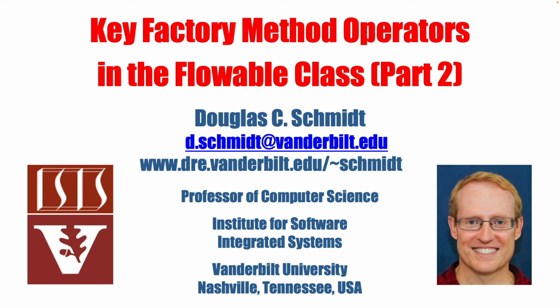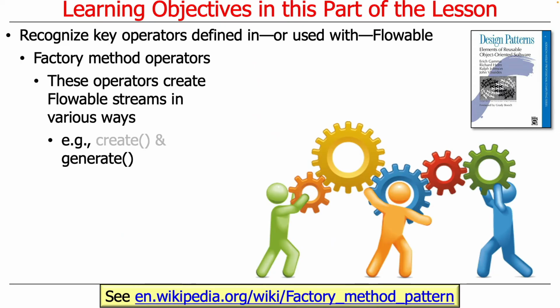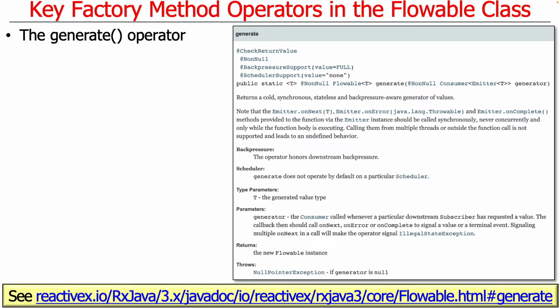So now that we've talked about the create method in the Flowable class, let's talk about another factory method operator that the Flowable class provides. And this is the generate method. So this is the other one. And this one gives you a bit more capability than create does.